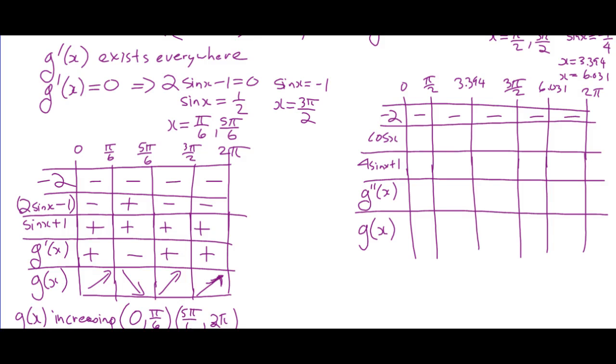Cosine is positive from 0 to pi over 2 and from 3 pi over 2 to 2 pi, and it's negative elsewhere, so between pi over 2 and 3 pi over 2 it will be negative. Now 4 sine x plus 1, so sine x. We know that 3.394 and 6.031 are the what's-going-on points. Sine is positive from 0 to pi, and that goes a little beyond pi, but I just need sine to be bigger than negative a quarter.